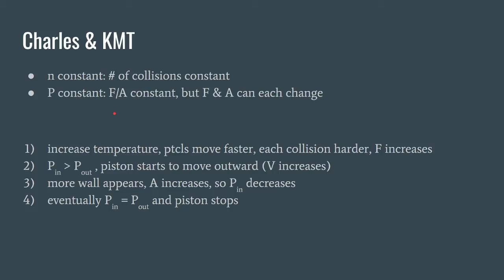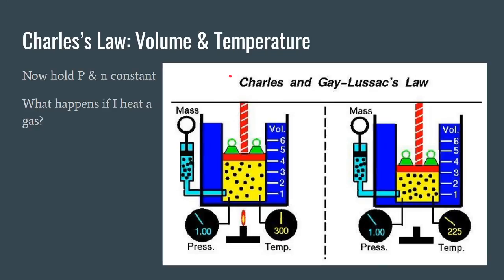So, in terms of kinetic molecular theory, when you increase the temperature, the particles move faster, each collision is harder, so the force will increase. The pressure inside the container will increase. Once again, we have an imbalance. When you increase the temperature, you're increasing the force exerted by the particles inside the container. Increasing that force means that the pressure inside the container will be greater than the pressure outside. So this piston will start to slide outward. It'll start to go up.